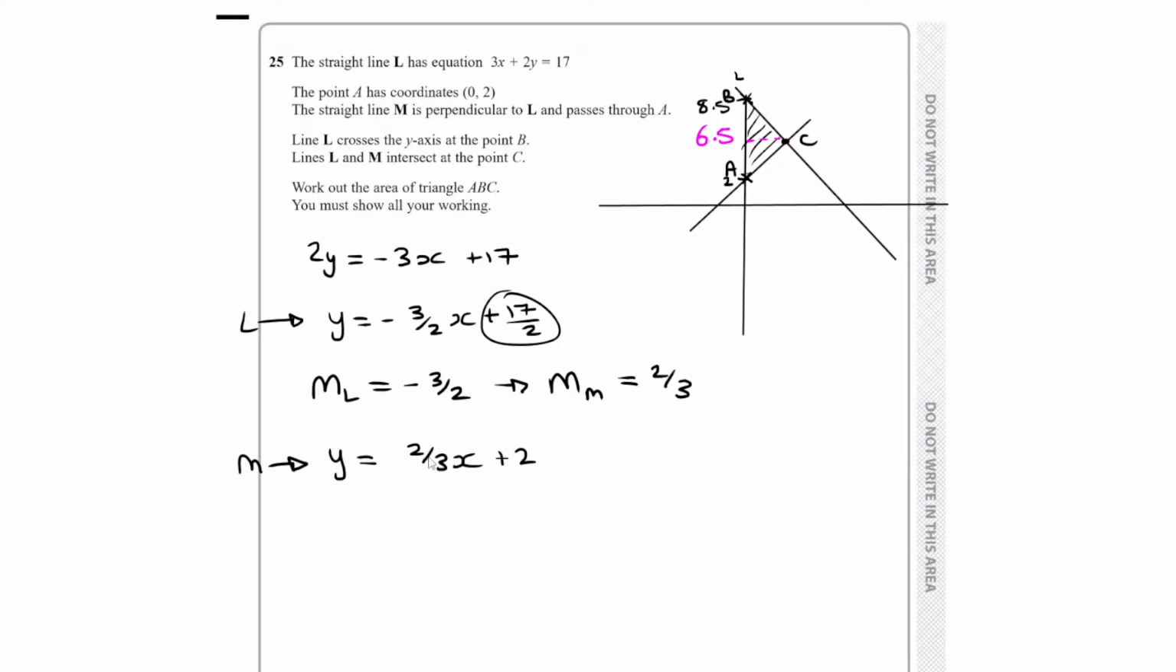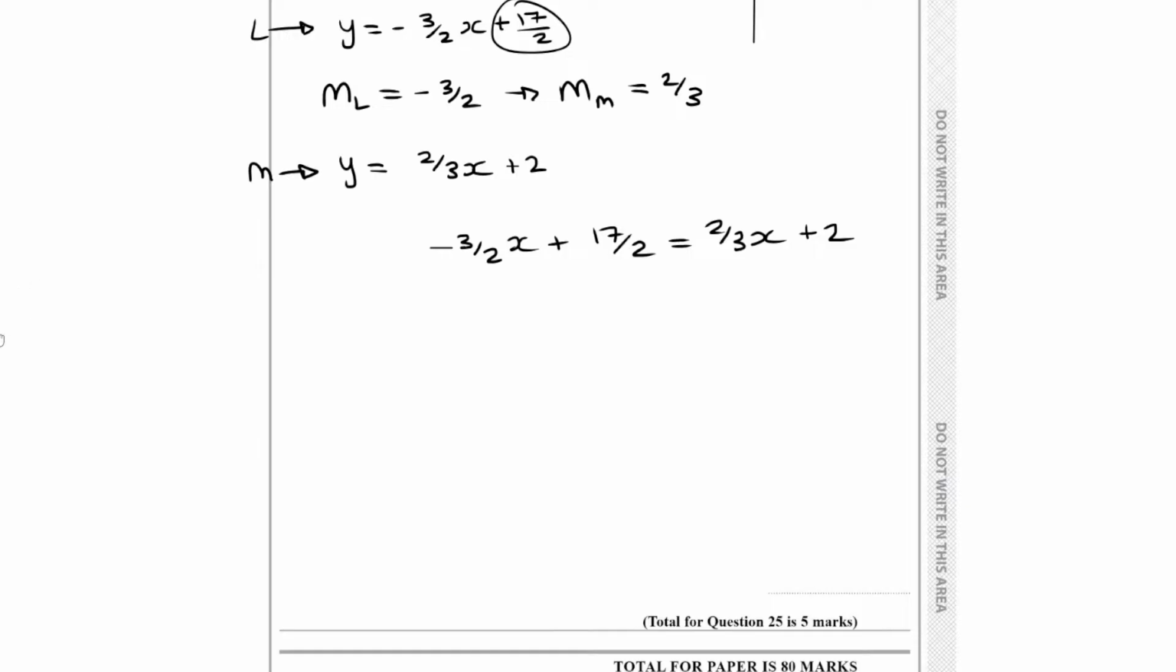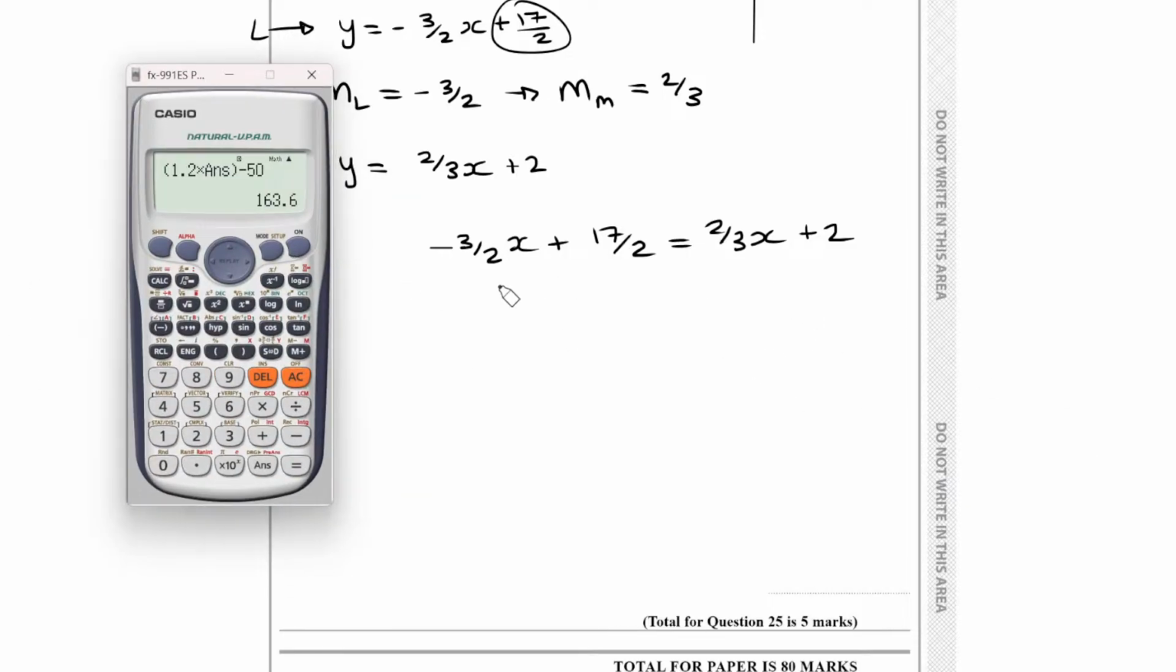So to find where they intersect is where they're both the same. So I'm going to put both L and M equal to each other because they're both equal to y, right? So negative 3 over 2 x plus 17 over 2. You can obviously put decimals if you want, but I just leave it as fractions, is equal to 2/3 x plus 2, where they intersect. So I just solved this. I added the negative one, so that was 2/3 x plus 1.5, which is the same as 3 over 2.